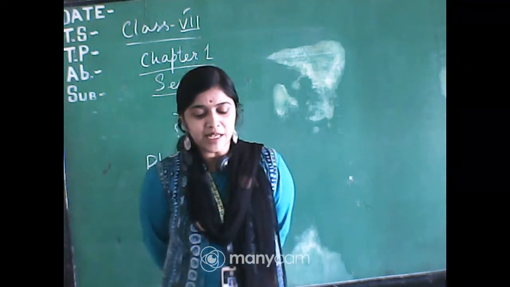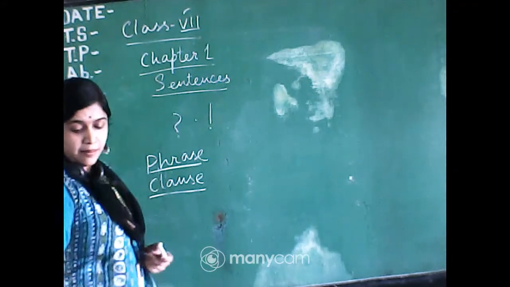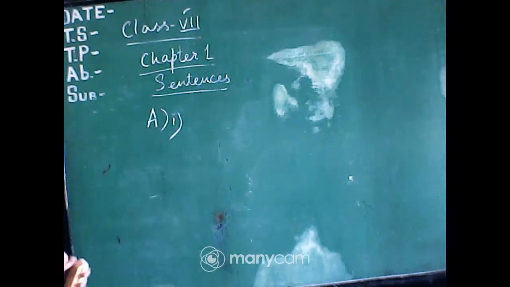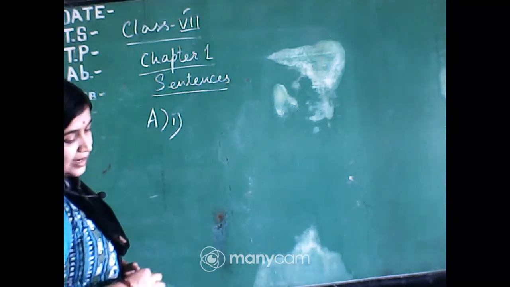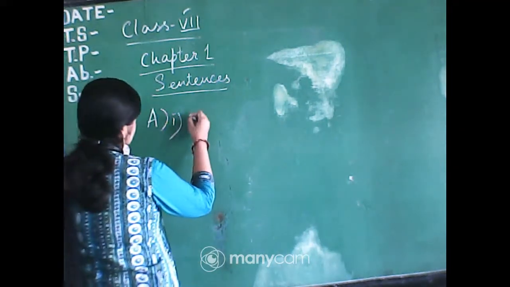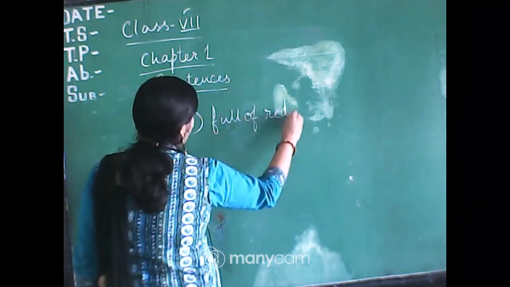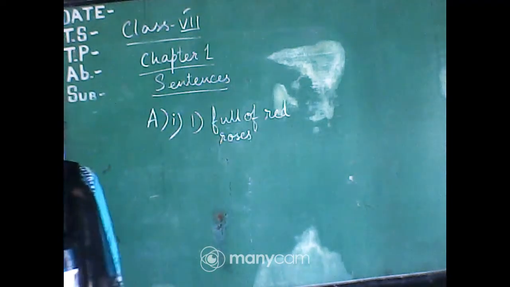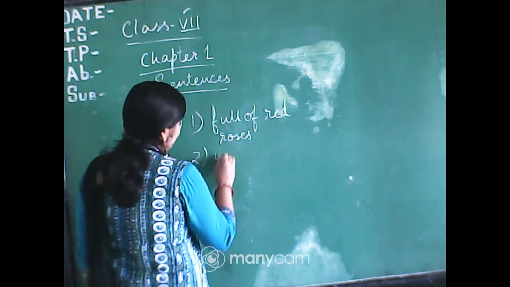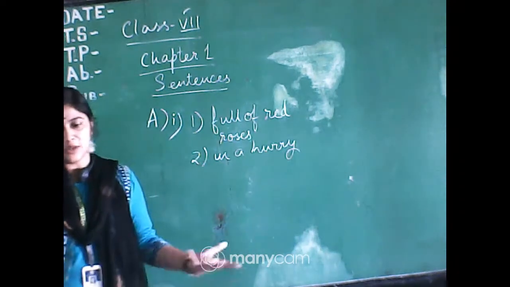So, the first exercise must be done, already been done by you. Let us recapitulate it. Exercise A, I'm just going to do the first two. You have to identify the phrases in the given sentences. Number 1, the garden was full of red roses. Full of red roses is the phrase. So, mark it. Next, number 2, she is always in a hurry. So, in a hurry is the phrase. Or you can even write always in a hurry. That is also correct.